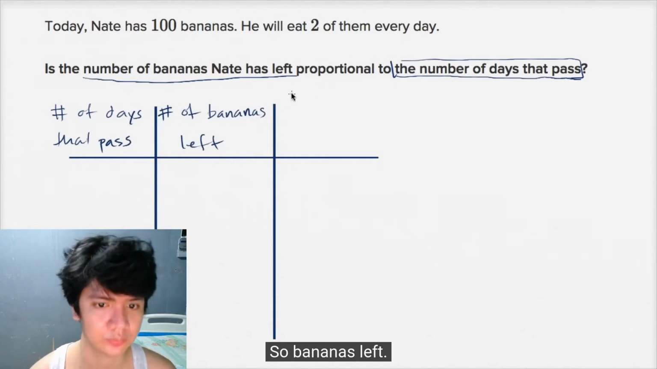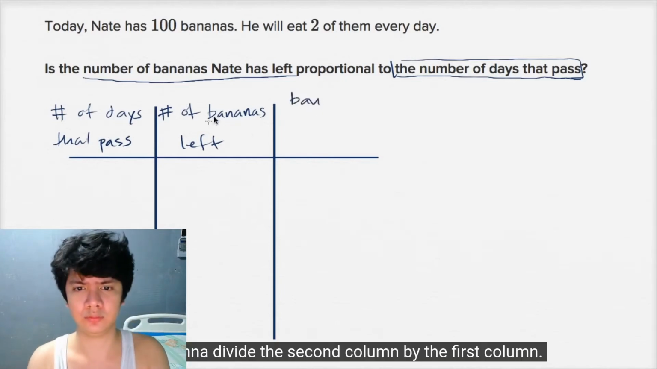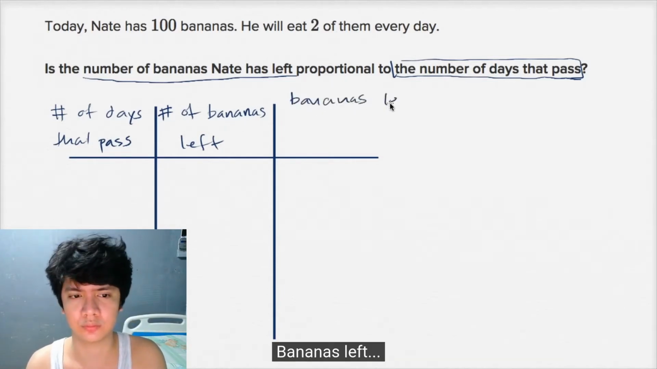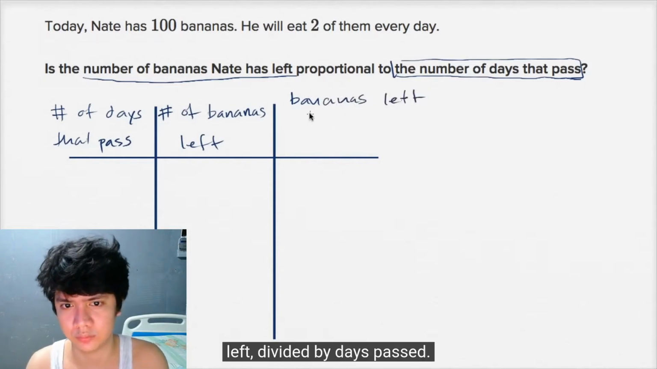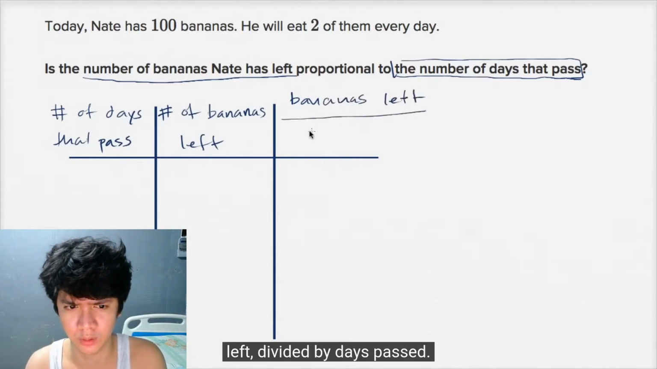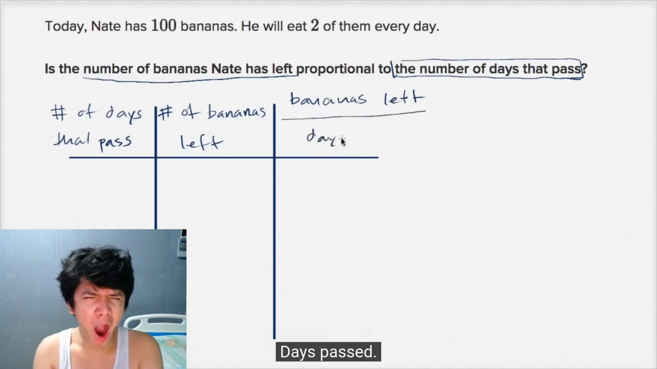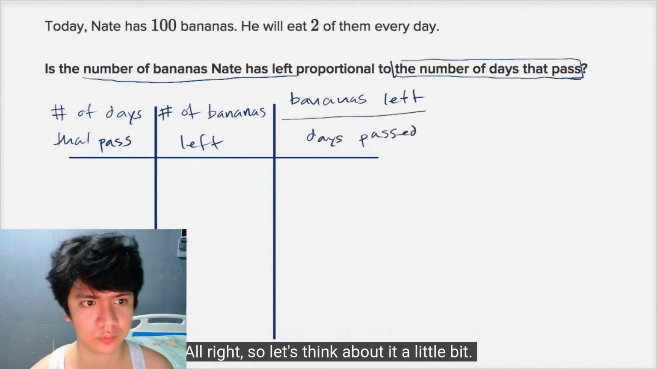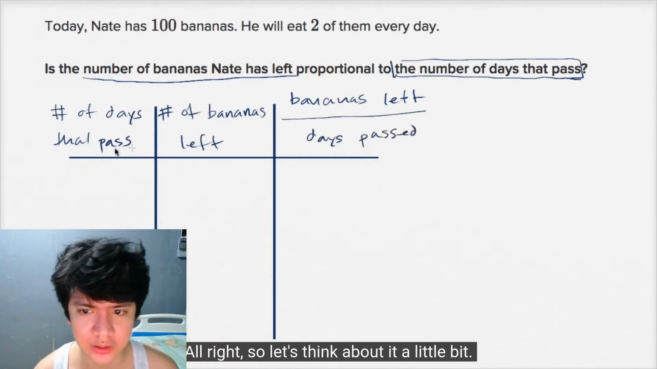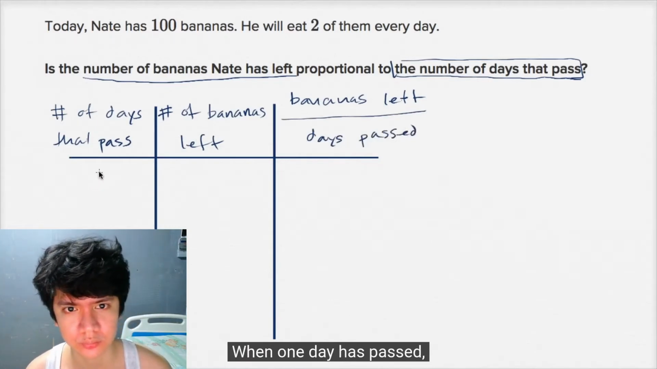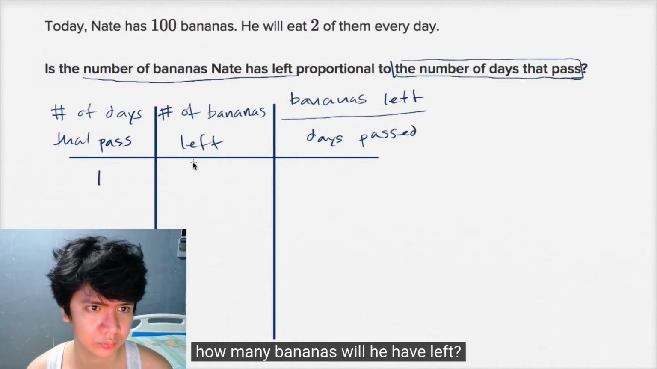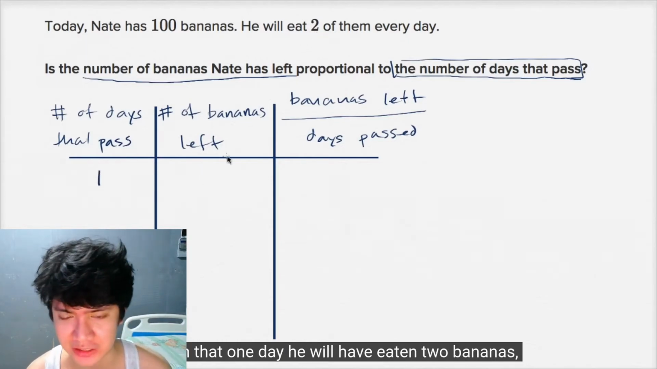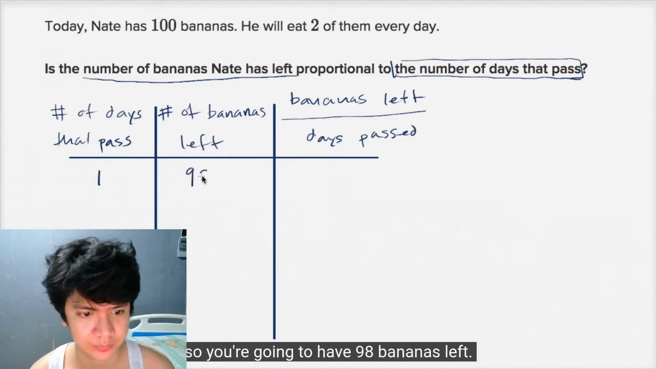So, bananas left. So I'm going to divide the second column by the first column. Bananas left, divided by days passed. All right. So let's think about it. When 1 day has passed, how many bananas will you have left? Well, that 1 day he will have eaten 2 bananas, so you're going to have 98 bananas left.